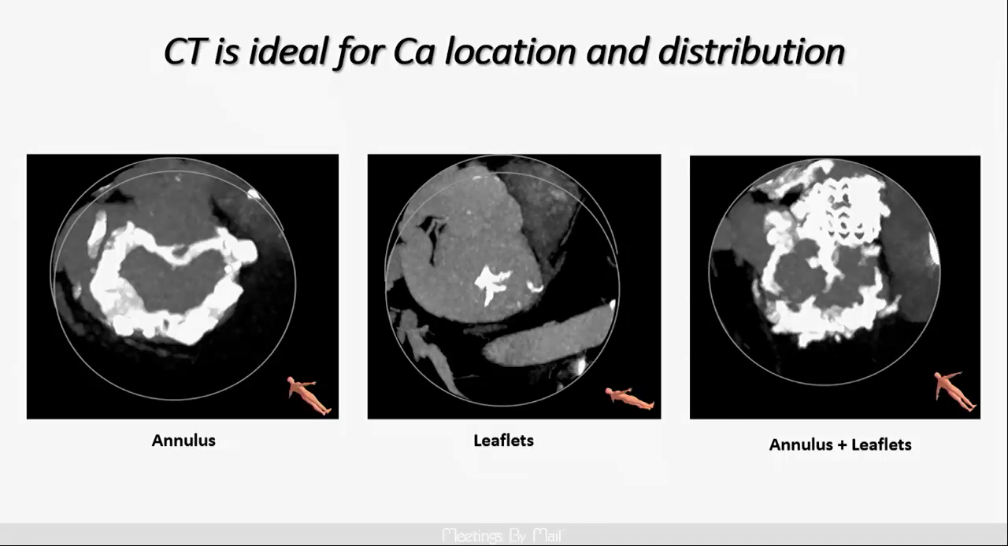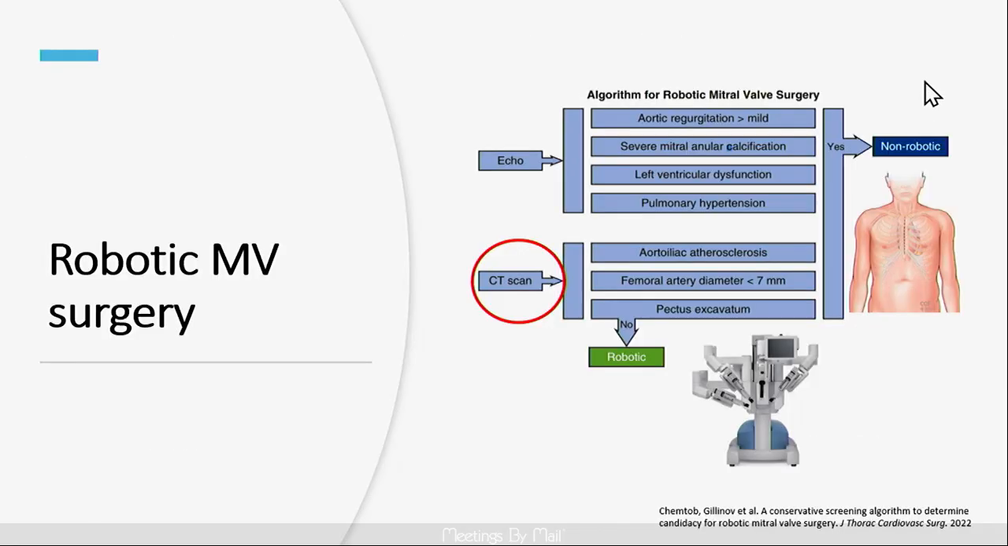CT is ideal for the calcium location and distribution. You can look at the annular calcification, try to see how circumferential it is, if it's near circumferential or it's not. You can see if it's extending to the leaflets or if it's incorporating both the leaflets and the annulus.